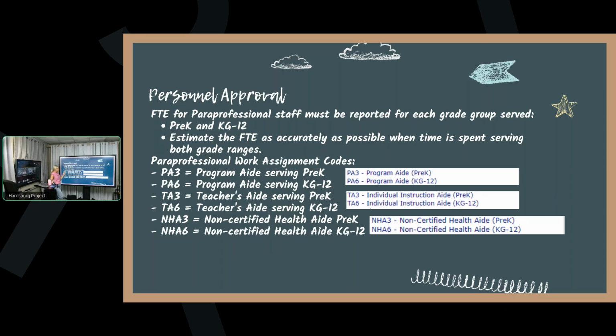But if they spend half the day with a pre-K student and half the day with a kindergartner, then you would have 2 work assignment entries for them, PA3 and a PA6, and then you would split their FTE, 0.5 and 0.5. So this is only going to happen if you have aides. You don't do this for your LBS teachers or your early childhood teachers or your related service providers. It's only with the paras that you will see these options. So if these are paras that are spending all day in first grade, they're only going to have 1 entry. They're going to be a PA6 with a 1.0 FTE.